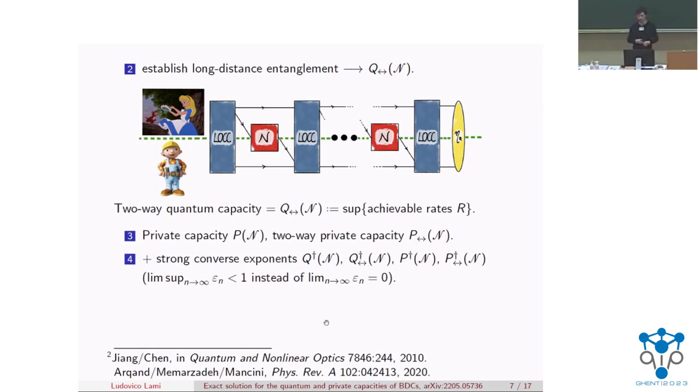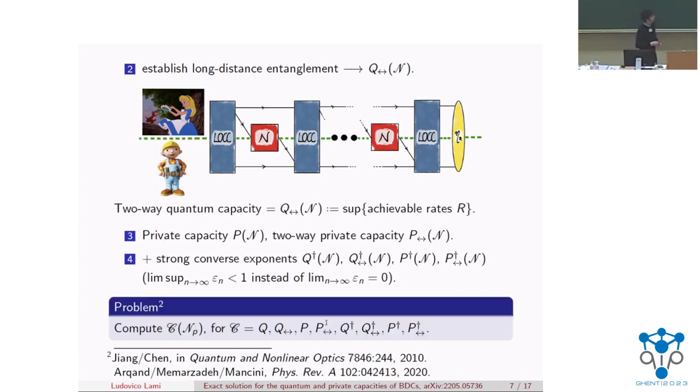For people in the know, they are defined in exactly the same way, but now I don't require the error to vanish asymptotically. I just require it to stay bounded away from one. One would be the maximum error, in which the communication is completely noisy. If it stays just below one, I say it's fine, and I declare a rate achievable. In this way, I can possibly increase the rates. And I get all the strong converse exponents for all these tasks that we defined before: strong converse quantum capacity, strong converse two-way, private, two-way private. So there are 8 quantities, and the problem is to compute them for the bosonic dephasing channel.